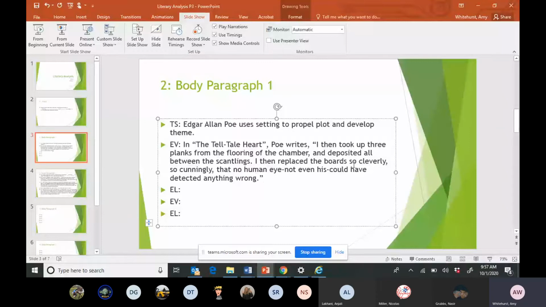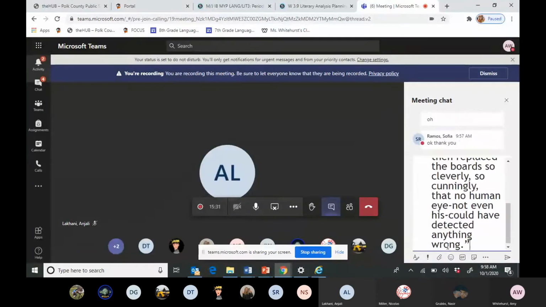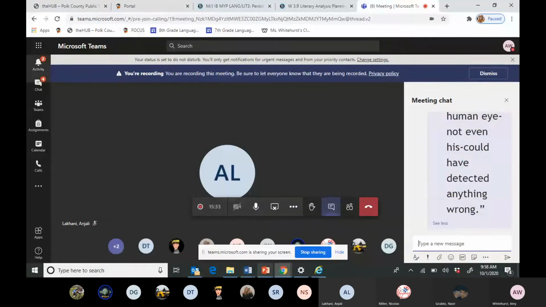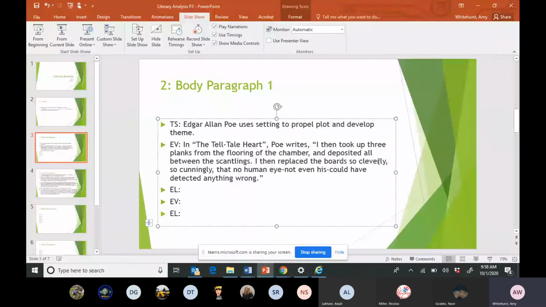So that's a great piece of evidence. I copy and pasted that piece of evidence into the chat for you. That way you don't have to type that whole thing out.